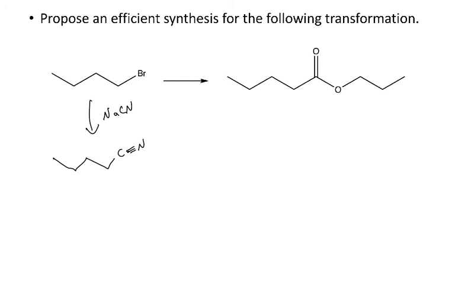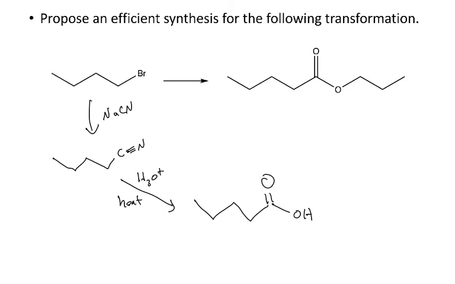And now I have my 1, 2, 3, 4, 5 carbon atoms with the functional group. So now I can convert this into a carboxylic acid. I know if I heat that under acidic conditions, that will hydrolyze my nitrile to give me the carboxylic acid.